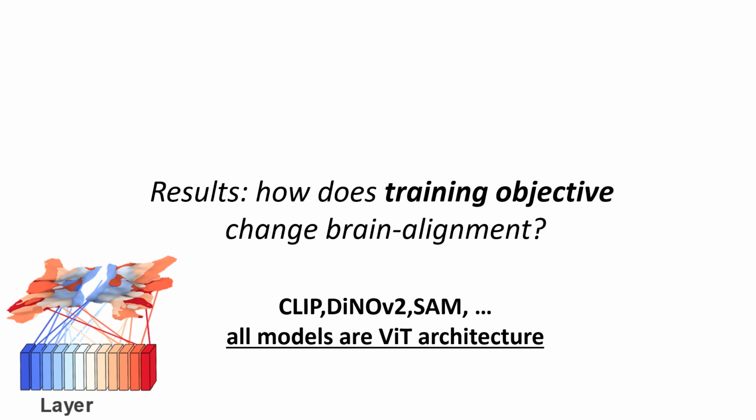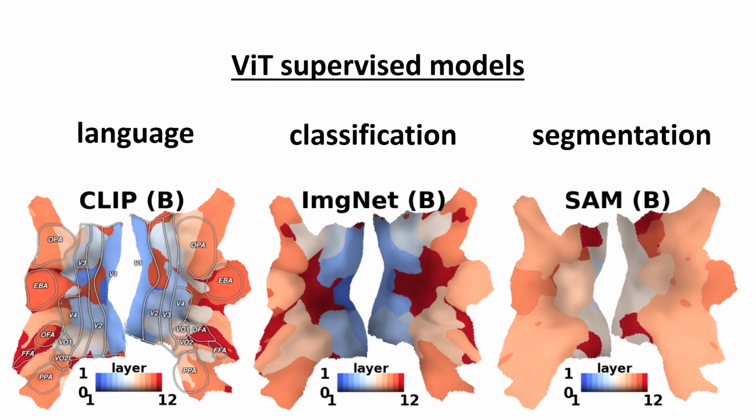For a fair comparison, all the models are ViT architecture. First, we look at the three supervised models, CLIP, ImageNet, and SAM. The CLIP mapping showed a clear hierarchy. Early visual brain regions mapped to early network layers in blue, and high-level brain regions mapped to the late layers in red. The last layer is mapped to the brain region that performs the task the model is trained on.